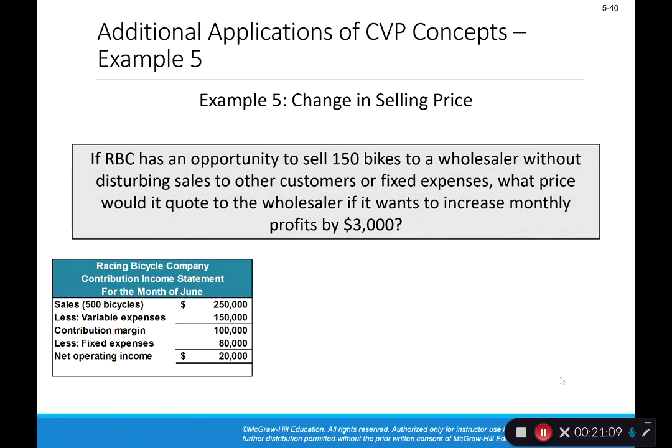Next item up for bids is a change in selling price. RBC has the opportunity to sell 150 bikes to a wholesaler without disturbing sales to other customers. What price would it quote if it wanted to increase profits by $3,000? Well, if it wants to increase profits by $3,000 for selling 150 bikes, then it needs to at least get $200 in profit per bike.